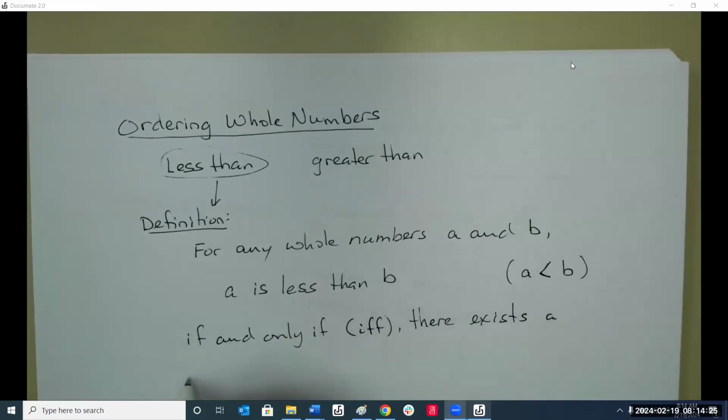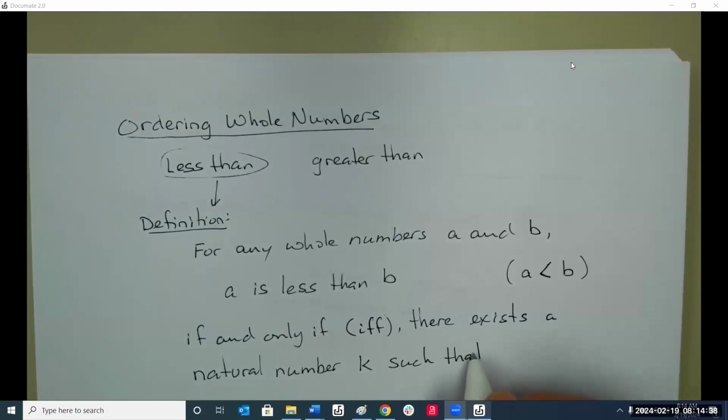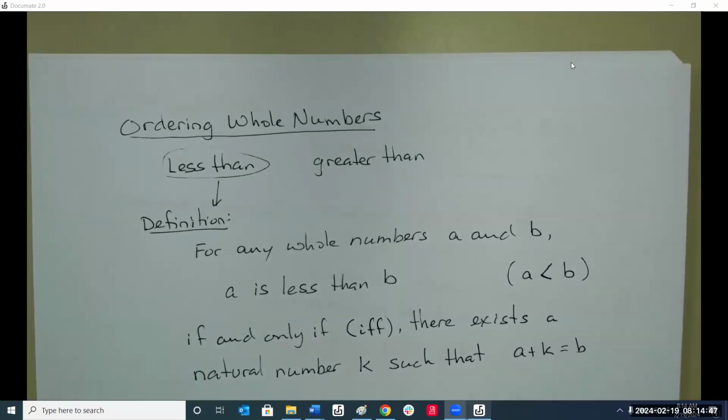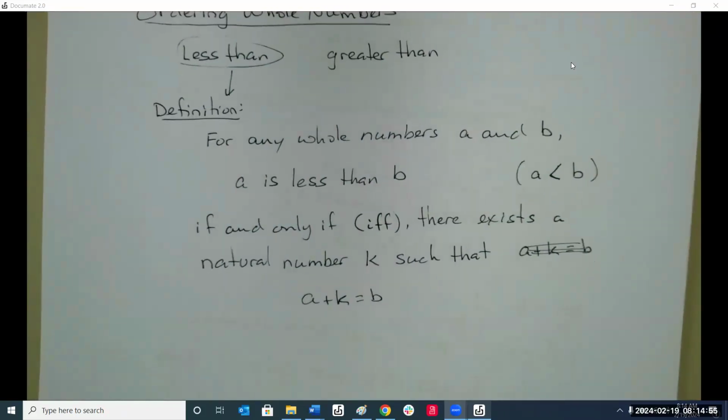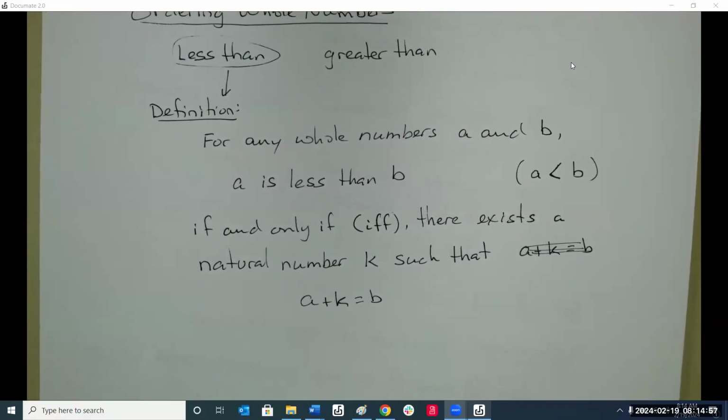there exists a natural number K such that A plus K equals B. Put that down here: A plus K equals B. All right. So again, what does that mean? How do we prove that?